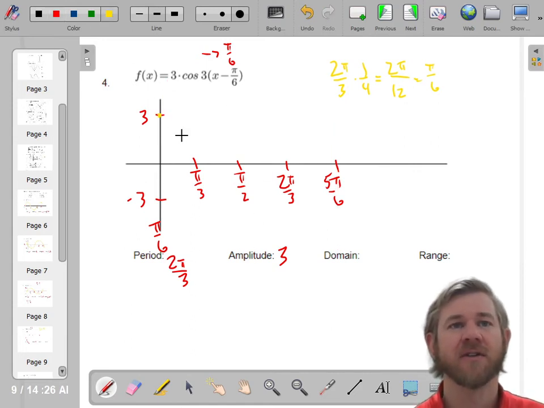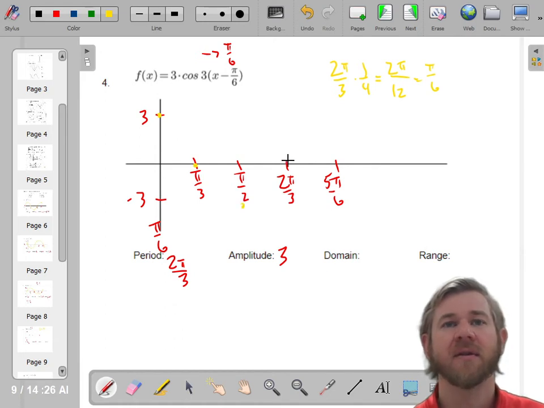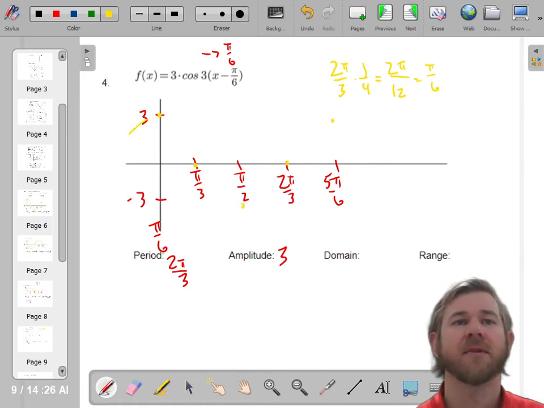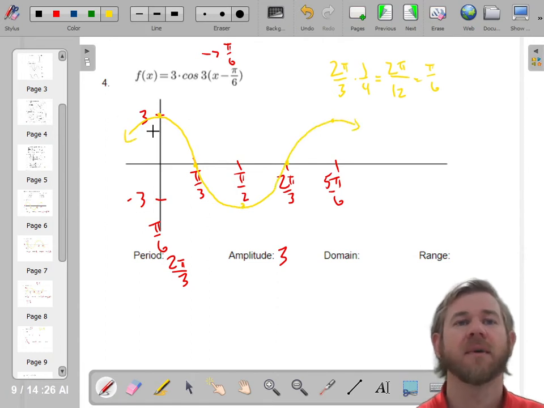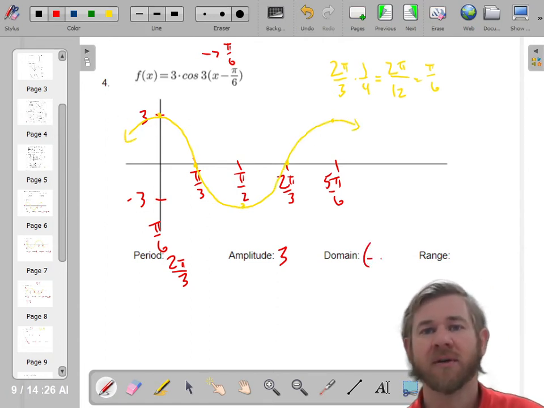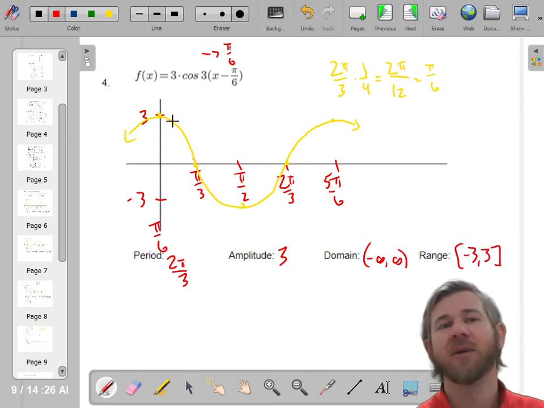It's a cosine function, so it starts at the top and goes down in the middle and back up. So it's going to look something like this. Domain, all real numbers. Range, negative 3 to 3. Okay. So when you do this, figure out what you're counting by.